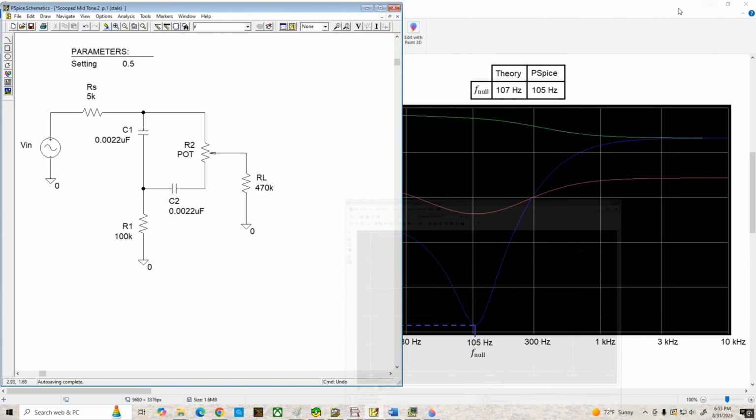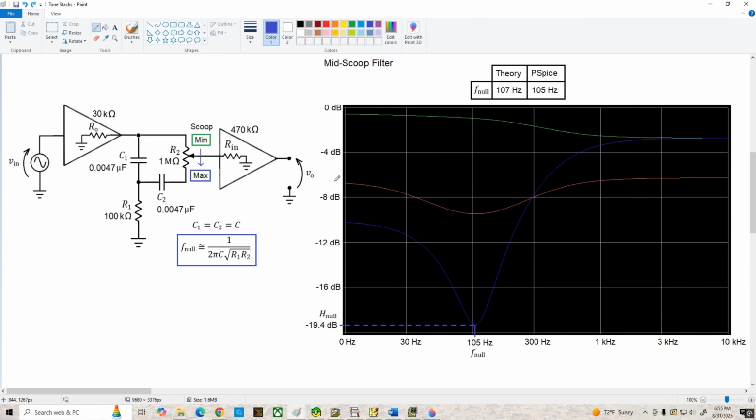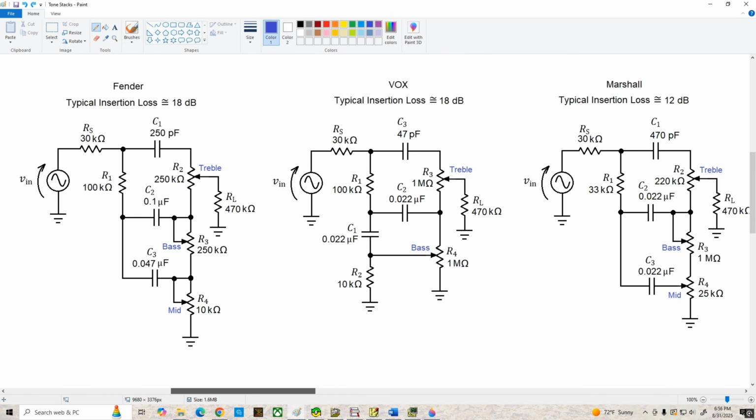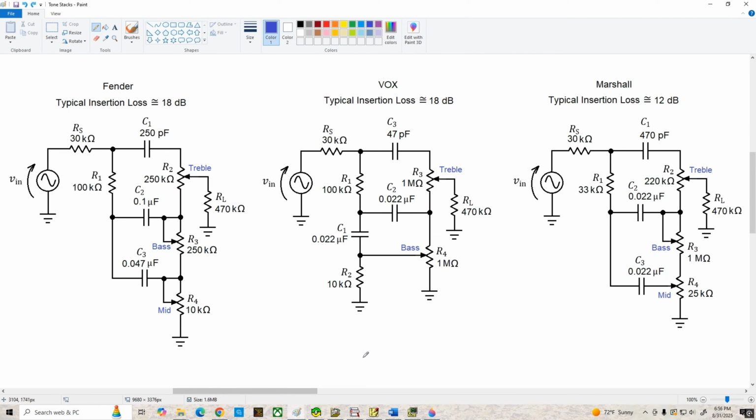Okay, let's get these PSpice windows out of our way, and we're going to move on to the next page where we're going to take a look at some classic tone stacks that you're going to find in Fender, Vox, and Marshall amplifiers. Now, keep in mind that there are different versions of these tone stacks out there, and these are just three of the more common ones with typical values that you're going to run into.